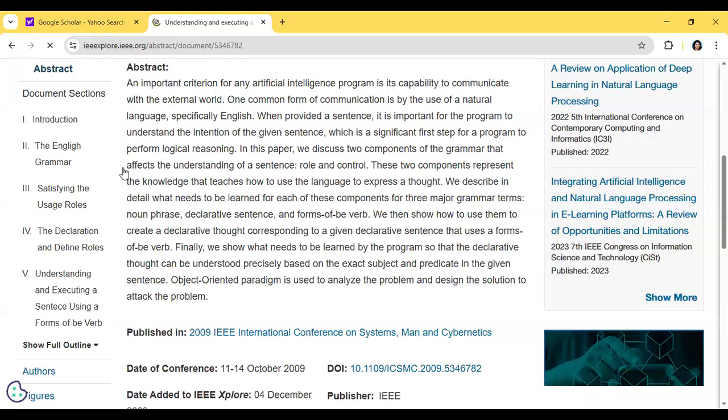In this paper, we discuss two components of the grammar that affect the understanding of a sentence, role and control. These two components represent the knowledge that teaches how to use the language to express a thought. So now in your case, is it relevant to you? Yes, ma'am. Yours is using be verb. Now here, we describe details of what needs to be learned for each of these components for three major grammar terms: noun phrase, declarative sentences, and forms of be verbs. So for forms of be verbs, you can take some points from this article, right? Now we'll see another one.